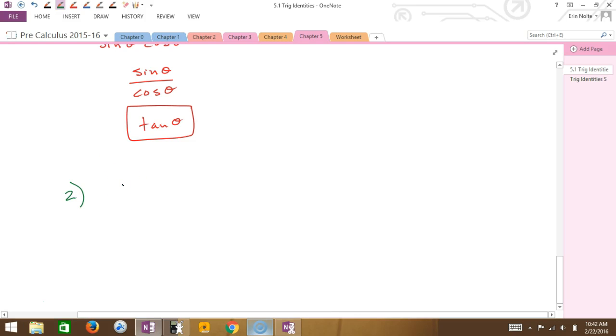Let's do this one. Okay, so this is sine squared of x times the cosine of x minus the sine of pi over 2 minus x.